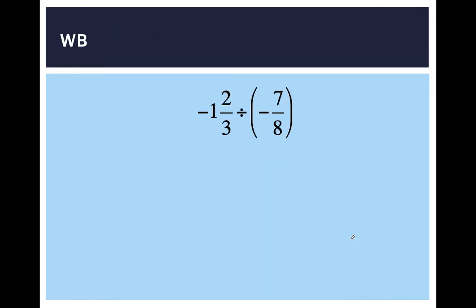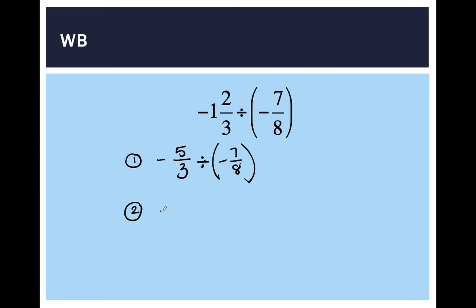Okay, I'm going to have you try this example by yourself. This is not on your notes. Give it a try. Step 1, you're going to convert to an improper fraction. 1 times 3 plus 2 is negative 5/3. And before I do keep, change, flip, I highly suggest just rewriting the problem with no mixed numbers before you try keep, change, flip. Sometimes when people try to combine steps, that's where we end up making mistakes.